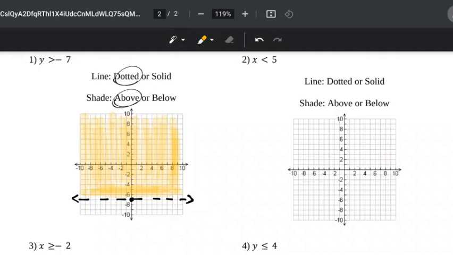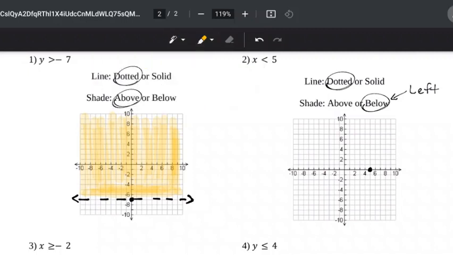Okay, let's take a look at number 2. It is less than, so it's dotted. And again, less than means below the line. But in this case, because it's going to be a vertical line, below means left. We're going to shade left of the line because left is less than on the x-axis. We go left for negative numbers or for smaller numbers. So let's go to the x-axis where x is 5.